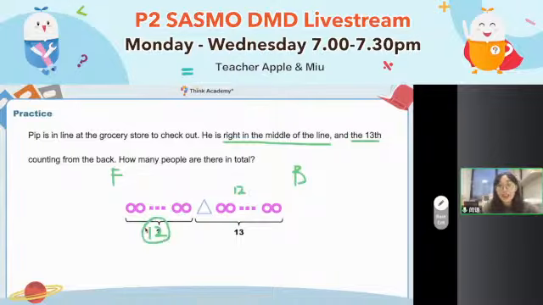Okay, so the last step. Altogether, we have 12 plus 13, which is 25. Okay, well done. The final answer is 25. Easy? Is it easy?